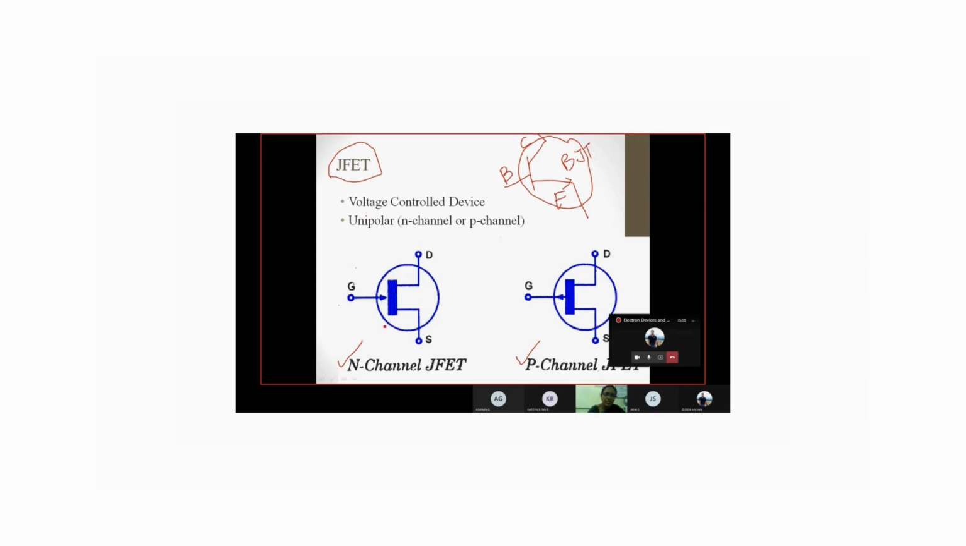Now here in JFET, there must be one gate. Instead of the base, there is a gate, and instead of the collector, we have a drain, and instead of the emitter, there is a source.